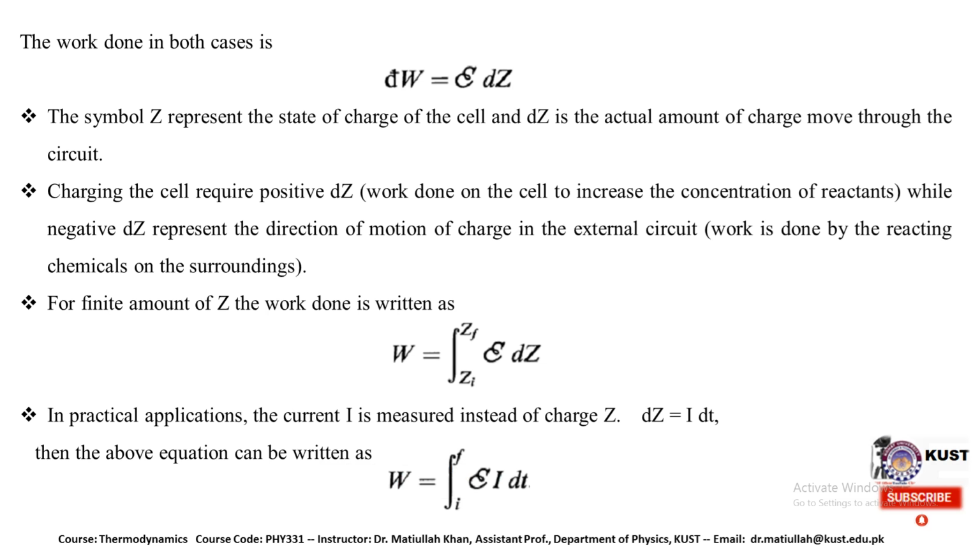Here we can easily see that current is a measurable quantity. We can easily measure the magnitude of current through the conductor. And electromotive force is also a known quantity. If these two values are given to us, and if we know the final and initial positions of the systems of the electrochemical cells, we can easily find out the work done in charging or discharging the electrochemical cells.